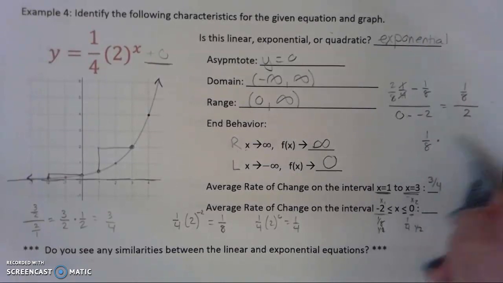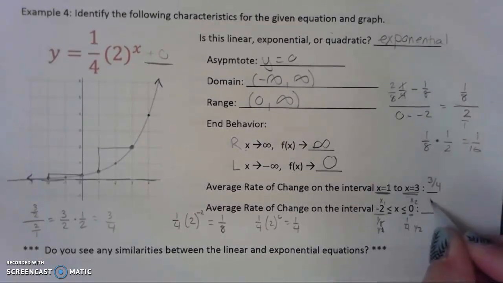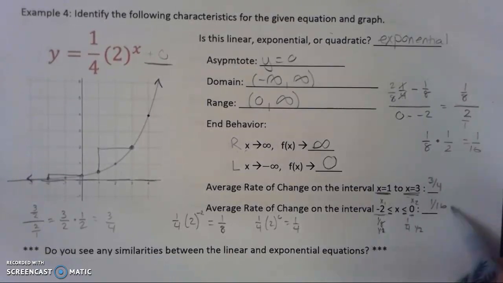1/8. Change the division to multiplication. Take this 2, flip it, and we actually get 1/16. So this is 1 over 16. Notice again, those are not going to be the same.